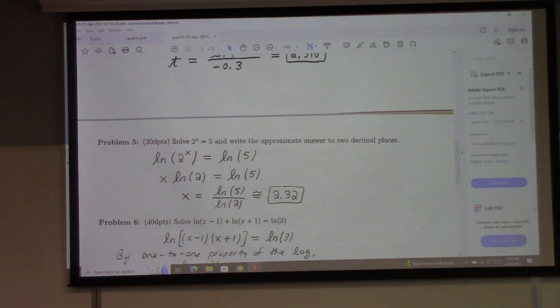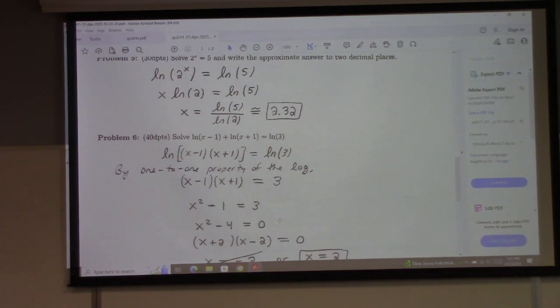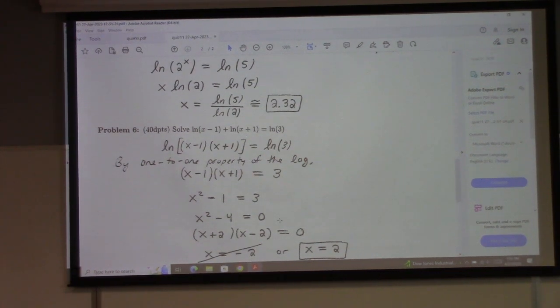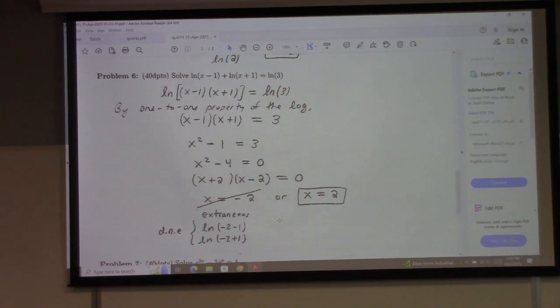Problem 6. Any questions? No? Problem 6. Here we have the log plus the log equals the log. Here x minus 1, x plus 1.